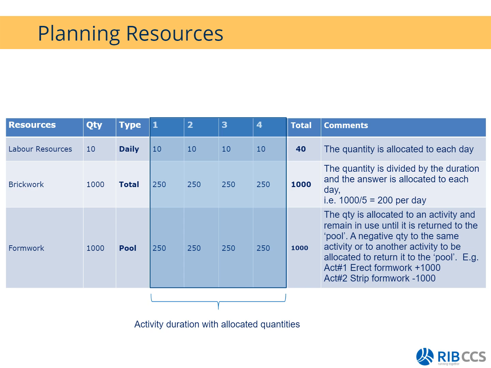So if you just look at my comments, I said that the quantity is allocated to an activity and it will remain in use until it is returned to the pool. So how you can get rid of this, or indicate that it's been removed off site, is that you need to introduce a negative quantity.